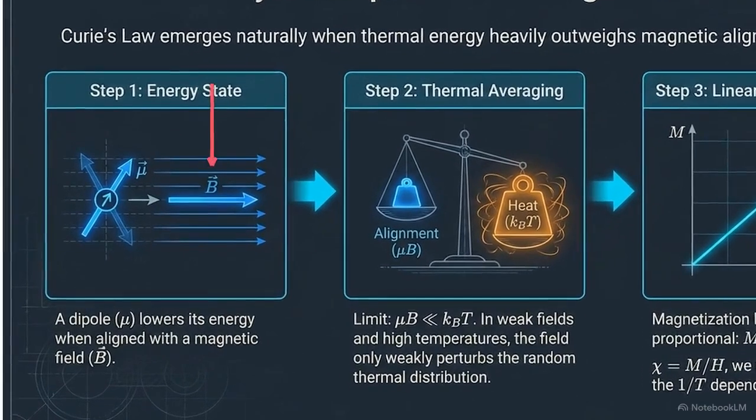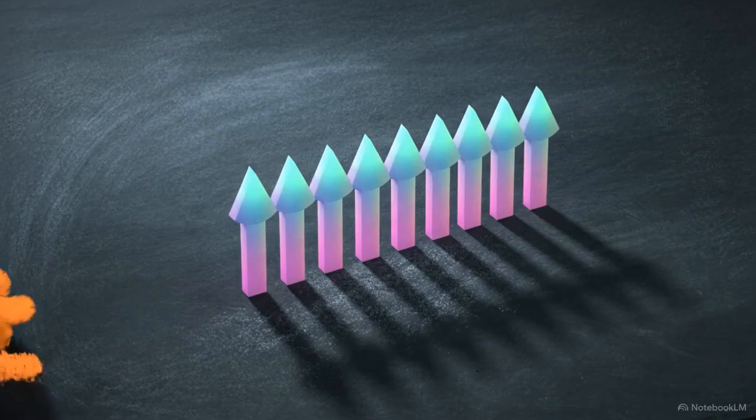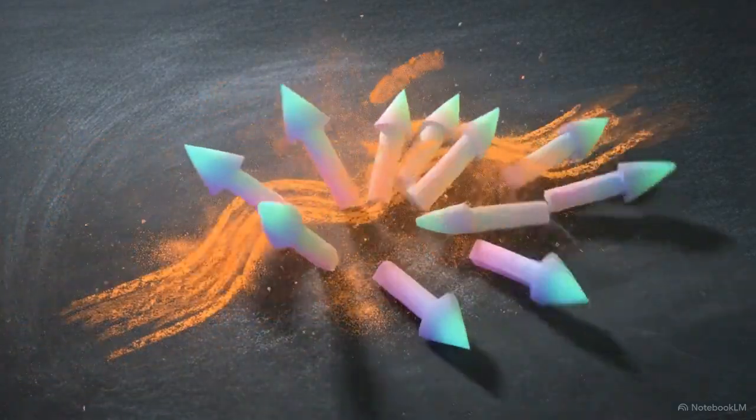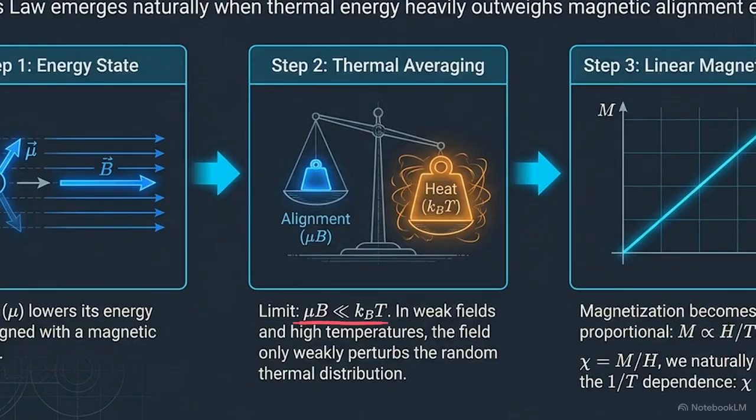When an external magnetic field, B, is applied, the dipole naturally seeks its lowest energy state by pointing its moment directly along that field line. If the lab were at absolute zero, every atom would line up perfectly. But any real-world environment contains thermal energy that knocks these atoms off axis. To build our model, we use the weak field approximation.